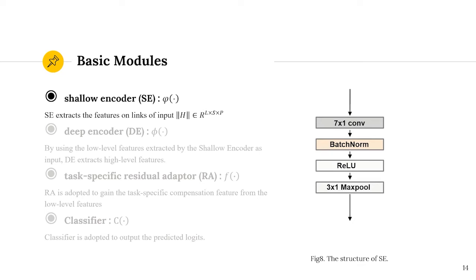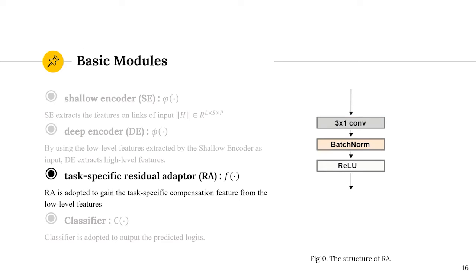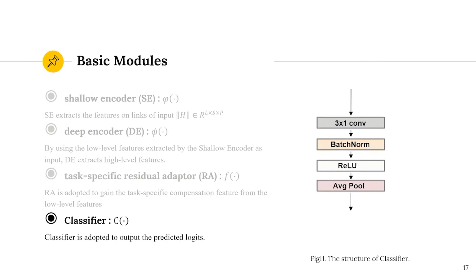Now, this is the shallow encoder, which contains a grouping convolutional layer and a max pooling layer. And this module, the deep encoder, is constructed based on the structure of ResNet. And the task-specific residual adapter contains only one convolutional layer. Finally, the classifier contains a convolutional layer and a fully connected layer.